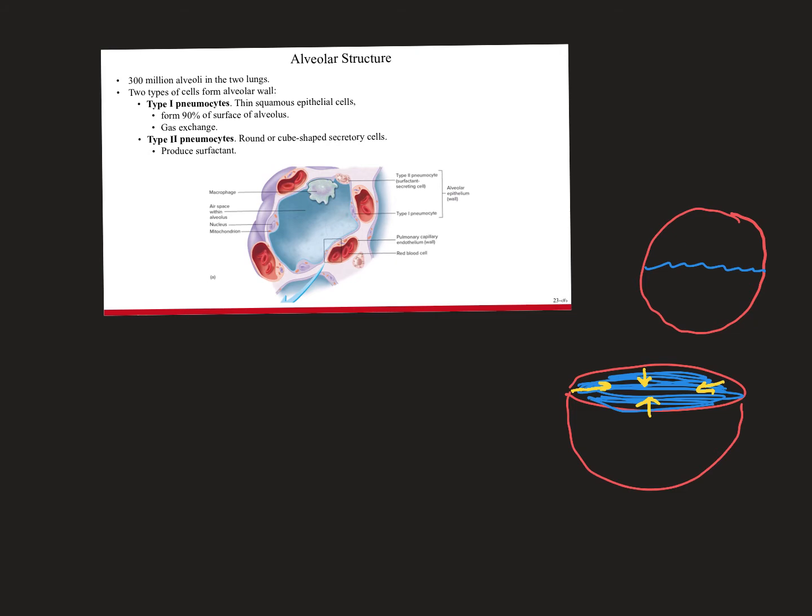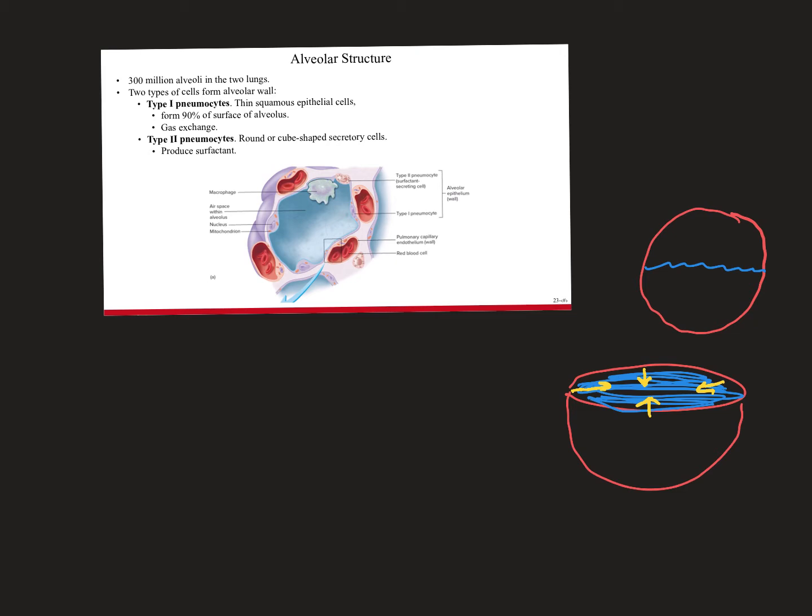If the alveolus collapses, then what happens? It can't do gas exchange. So we've now limited lung function, because each alveolus is responsible for gas exchange, and if we start eliminating alveoli, we lose some of our ability to do gas exchange.